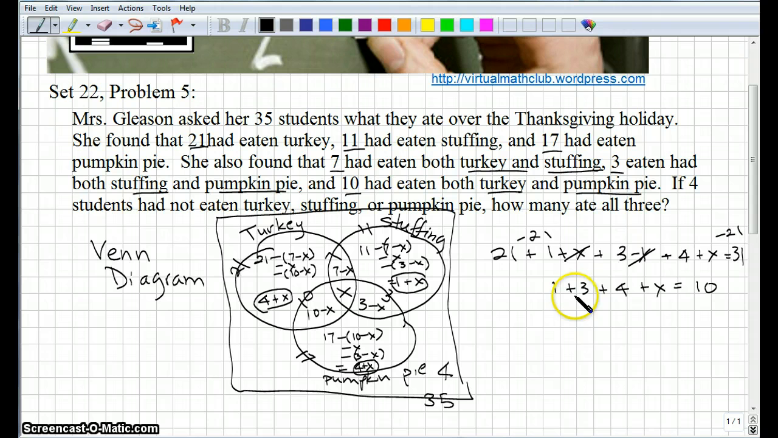Right? And then I have 8. So if I subtract 8 here and subtract 8 here, I get x is equal to 2. So the number of kids that ate all 3, turkey, stuffing, and pumpkin pie, is 2. Just doing the algebra. Let's check it out and make sure it makes sense.